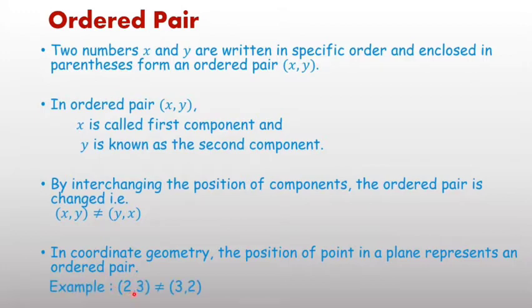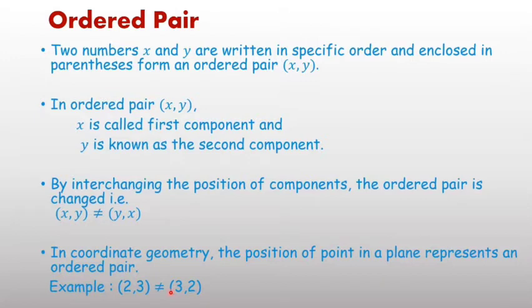Or, the coordinates of one point are (2, 3) and of a second point are (3, 2). (2, 3) and (3, 2) are not equal because they represent different points on the coordinate plane. The same rule applies here in the case of ordered pairs. If (2, 3) and (3, 2) are two ordered pairs, they are not equal.